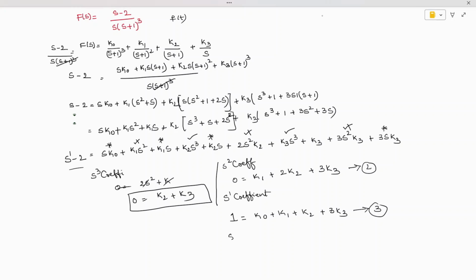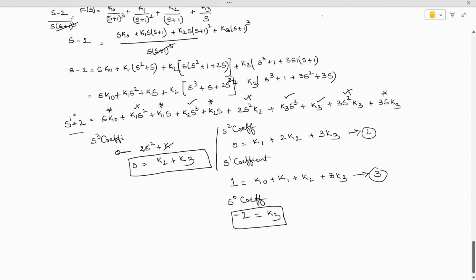Similarly, compare s to the power 0 coefficients. S to the power 0 means nothing we are having here. S to the power 0 means 1. That is minus 2 is equal to, what is the coefficient? Only we have s to the power 0. This is the only term. Therefore, k3 is equal to minus 2. So we got k3 is equal to minus 2.